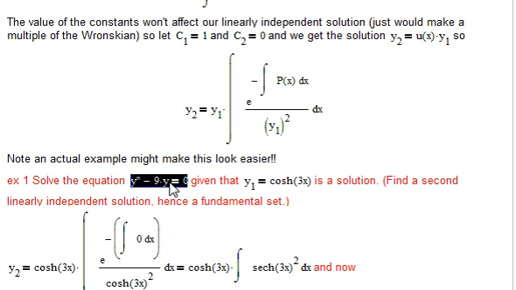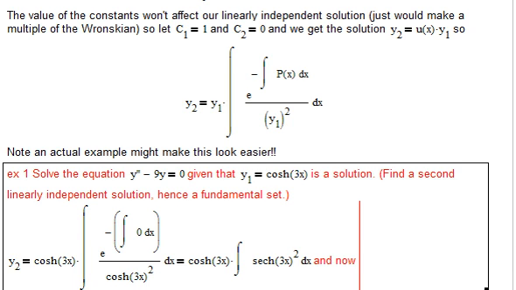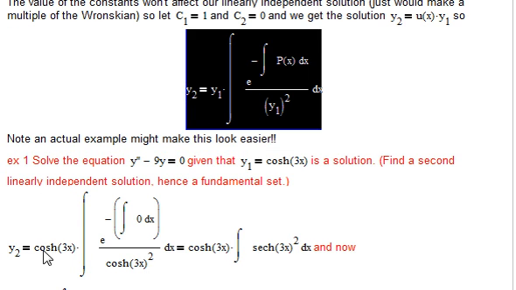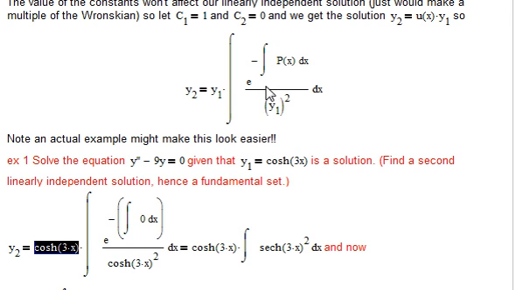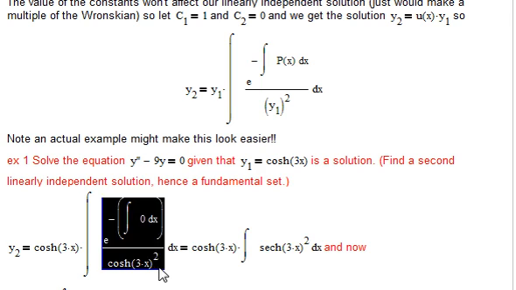So let's solve the equation y double prime minus 9y equals 0, given that we know y1 equals cosh of 3x is a solution. So we're going to find a second linearly independent solution. Hence, we'll be finding a fundamental set. Okay, so our y2, just from this formula right here, is going to be y1, that's cosh of 3x, times e to the, remember that the y prime coefficient here is 0, so e to the integral of 0 dx, well, integrate 0, you still get 0, e to the 0 is 1. So we get 1 over cosh of 3x squared.